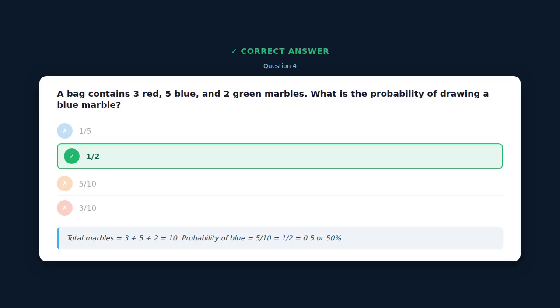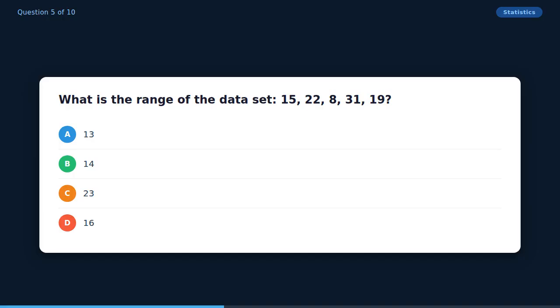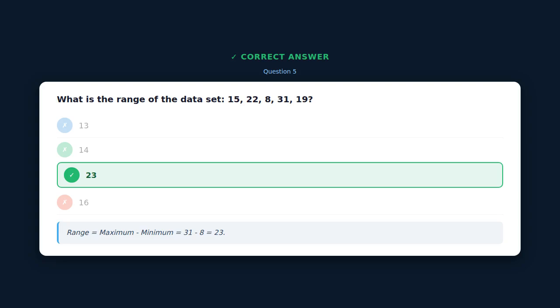Question 5 of 10. What is the range of the data set 15, 22, 8, 31, 19? Option A, 13. Option B, 14. Option C, 23. Option D, 16. Take a moment. The correct answer is C, 23. Range equals maximum minus minimum, equals 31 minus 8, which is equal to 23.